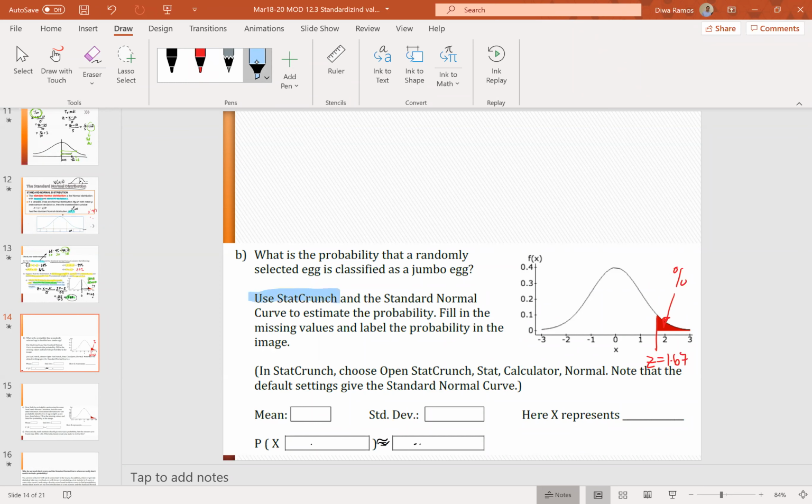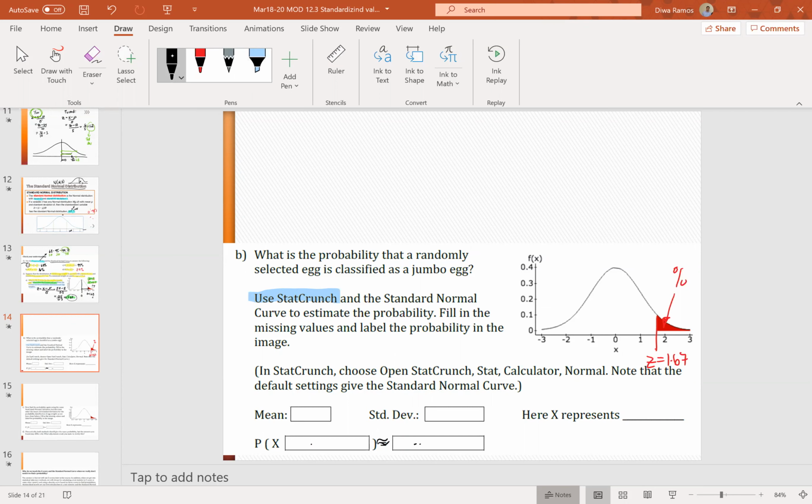We will use StatCrunch and the standard normal curve to analyze that. Let me just log in very quickly. I thought I already logged in to StatCrunch earlier. Apparently, okay, I'm still logged in. That's good. So let's just fill in the blanks first.